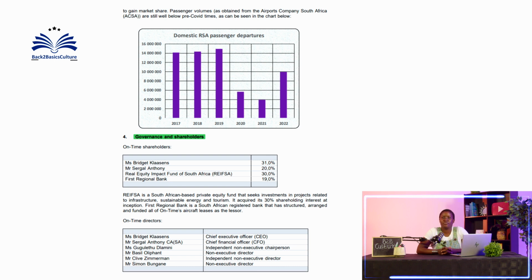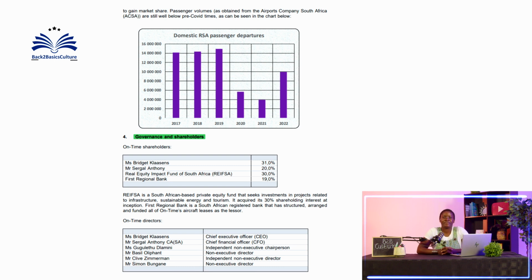Our shareholders, we've got Miss Bridget Clausen. Already we remember she is the CEO. She's the one that opened this pre-release for us. And then we've got Mr. Segel Anthony, who owns 20%, also mentioned before. Now we see that he's a shareholder. And then we've got Real Equity Impact Fund of South Africa that owns 30%. First Regional Bank, 19%. Wow, very original, is it? First Rand Bank. Okay, right.